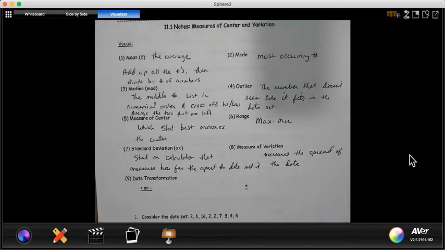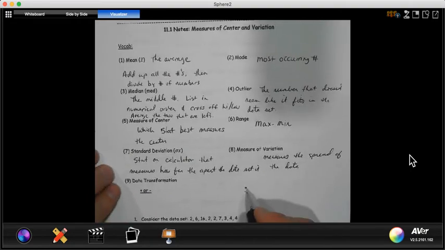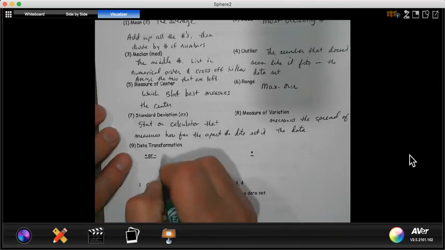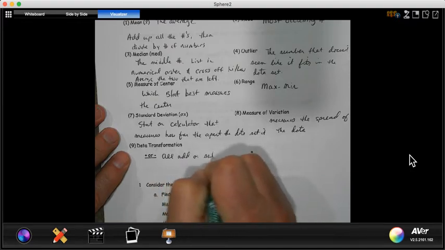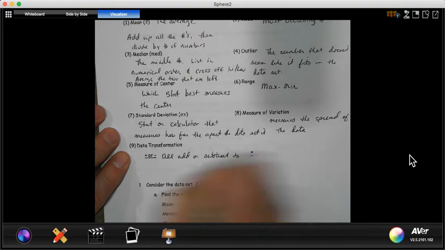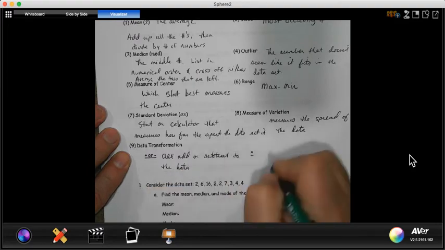Then data transformation: plus or minus or multiply. With data transformation, adding or subtracting applies to all the data. Multiplying is multiplying all the data.